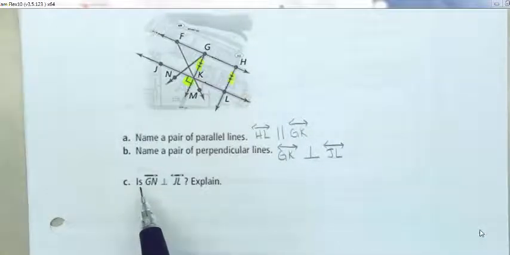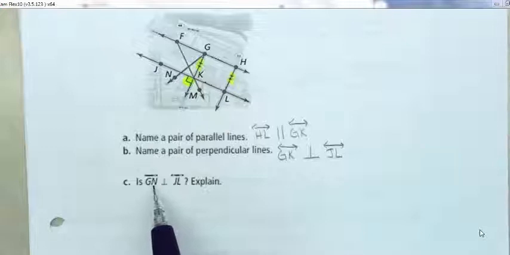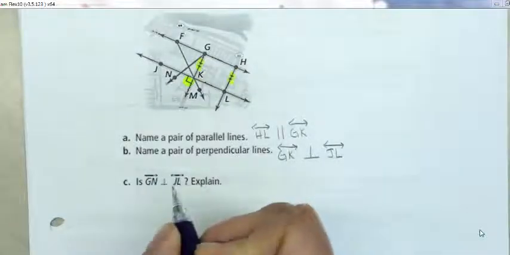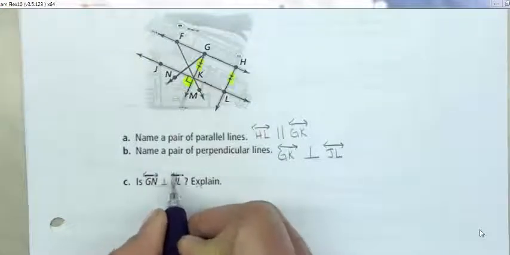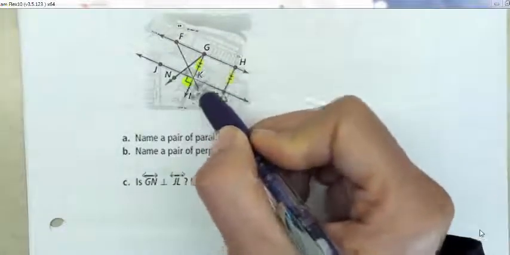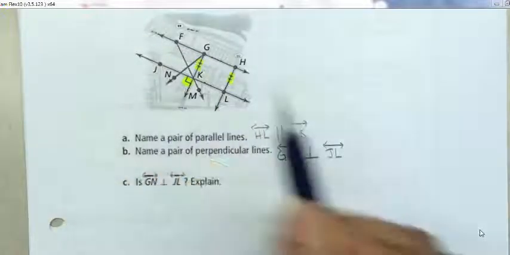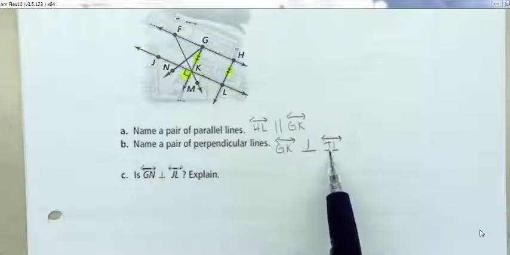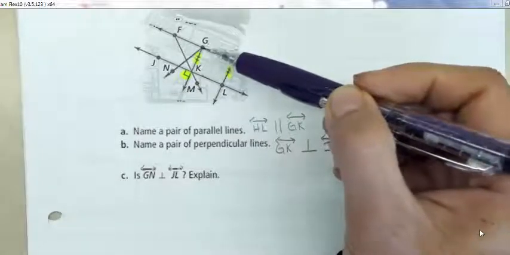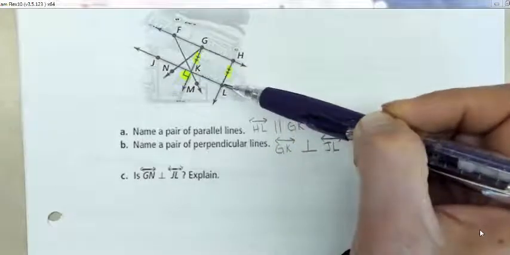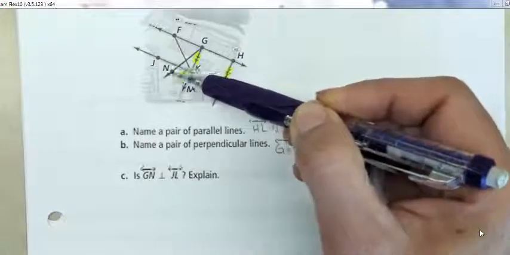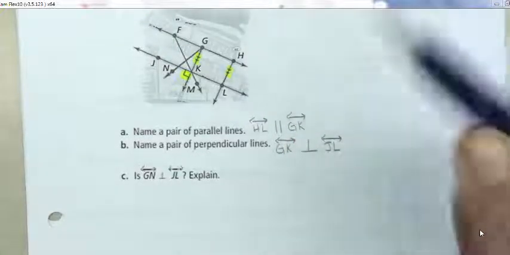All right, and then the last question here for C, is that a line or a segment? I think it's lines. So we're going to say that it's lines. Is line GN, so I'm going to put little arrows there to make it really obvious, is line GN perpendicular to line JL? Well, I already said that line GK was perpendicular to line JL. And how many lines through point G can be perpendicular to line JL? Well, really only one, right? That was that perpendicular postulate. So it doesn't make any sense for line GN to also be perpendicular to JL. So I'm going to say no.